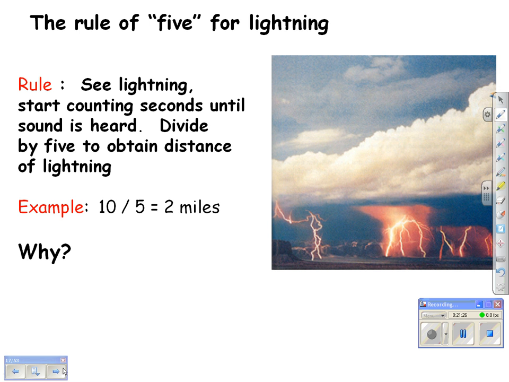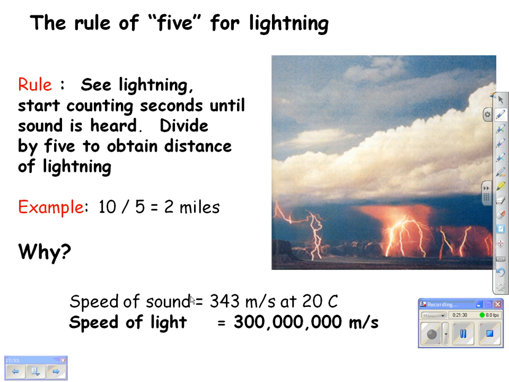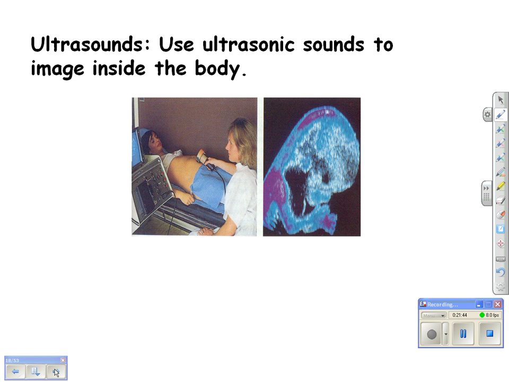It has to do with the speed of sound and the speed of light and their proportion next to each other. Okay. The speed of sound is roughly 343. The speed of light is 300 million meters per second. So it ends up being a multiple of 5, actually.